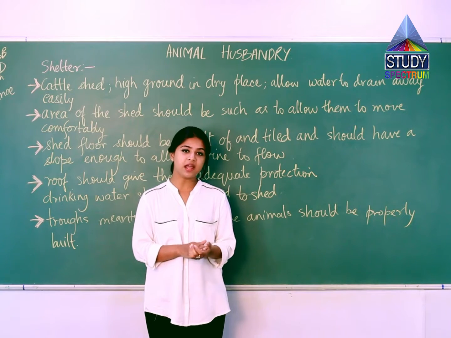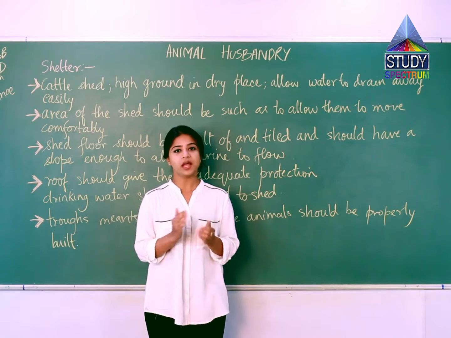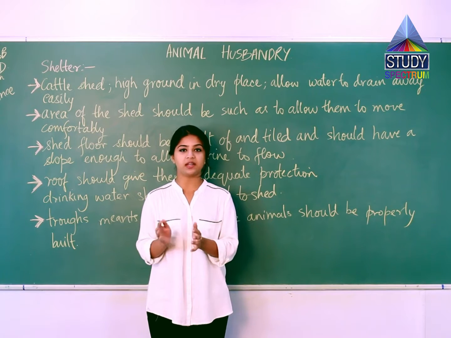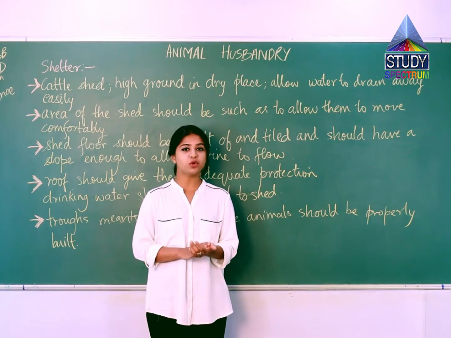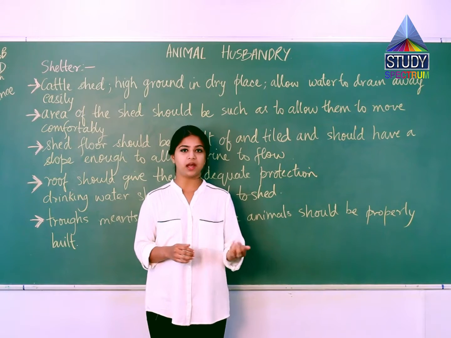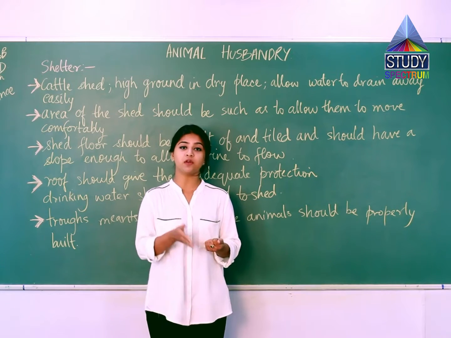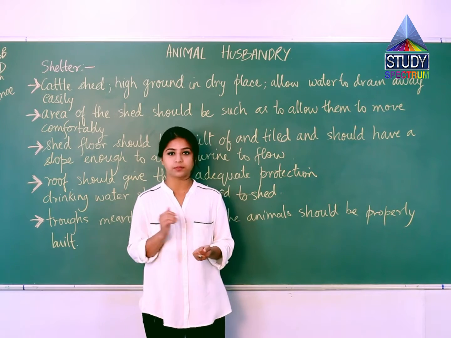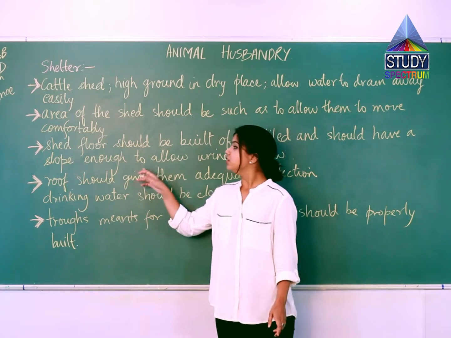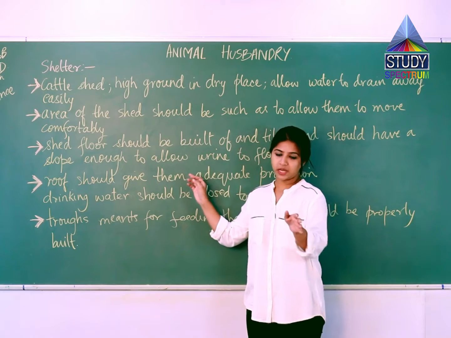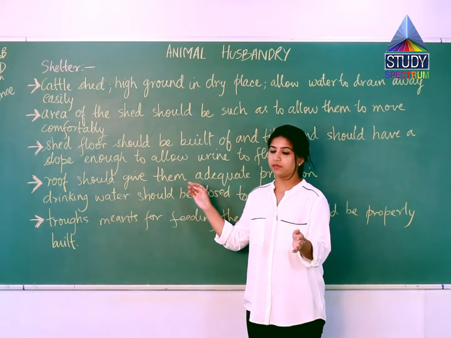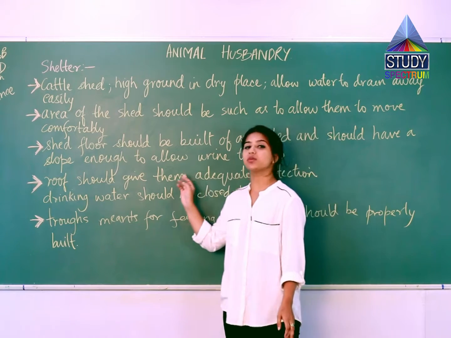Because when animals are kept in such unhygienic and unclean surroundings, this would not only affect the surroundings but also affect the health of the animal present inside the stable. So for that reason, the shed and the floor need to be made at a height to allow the urine to pass through it.